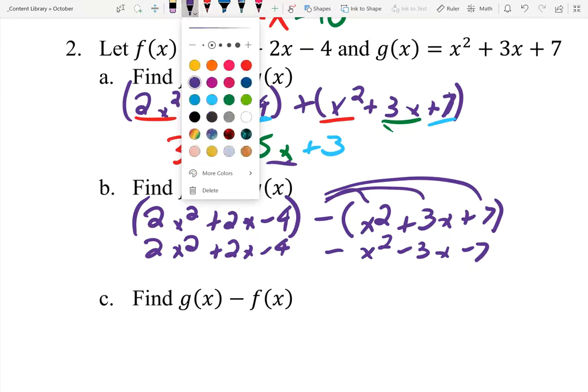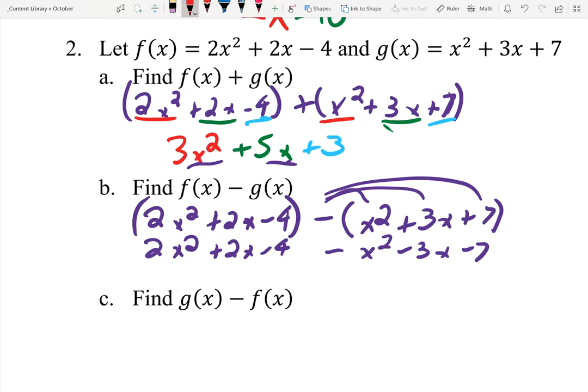So let's find terms that we can combine. Again, I've got my x squareds. I can combine those. They're both x to the second power. I've got 2 minus 1. And so 2x squared minus 1x squared is just 1x squared.